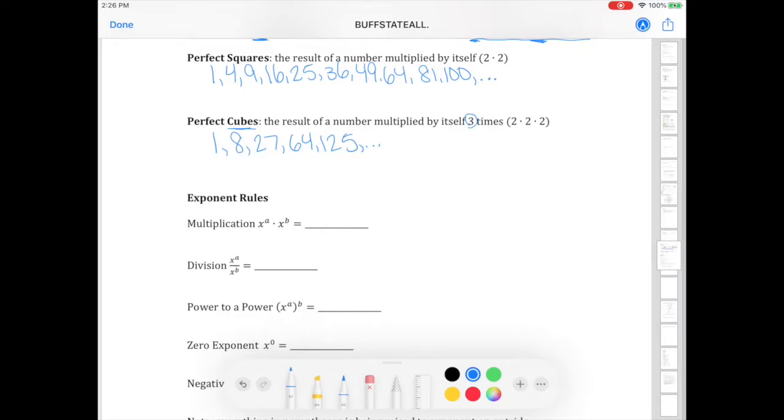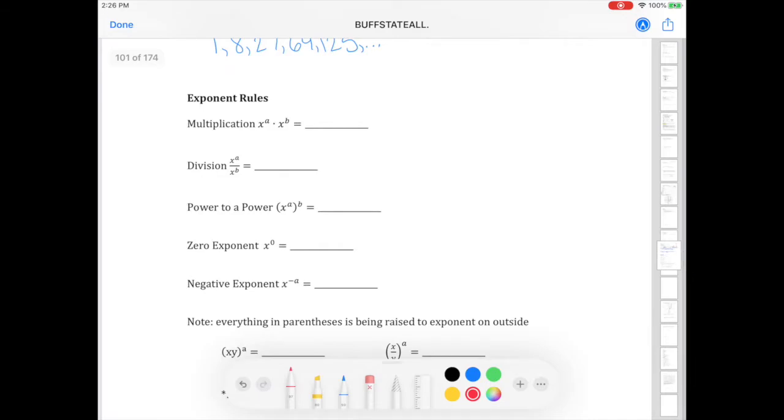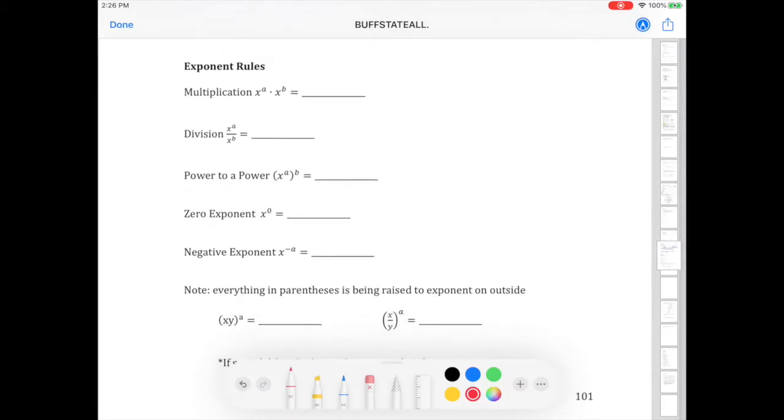Remember, you don't really need to go too big with your numbers. I won't give you that many. Perfect cubes are a little bit harder to recognize because you don't really work with them too much, or you probably haven't worked with them too much. But 1, 8, 3 times 3 times 3 is 27, 4 times 4 times 4 is 64, and 5 times 5 times 5 is 125. And then the list goes on, 6 times 6 times 6, and so on. Okay? So those are perfect squares and perfect cubes.